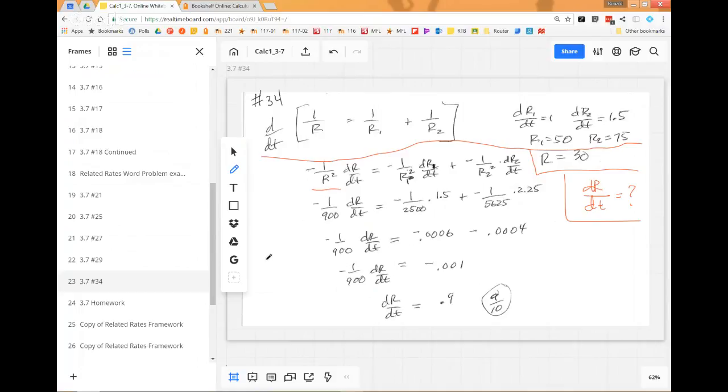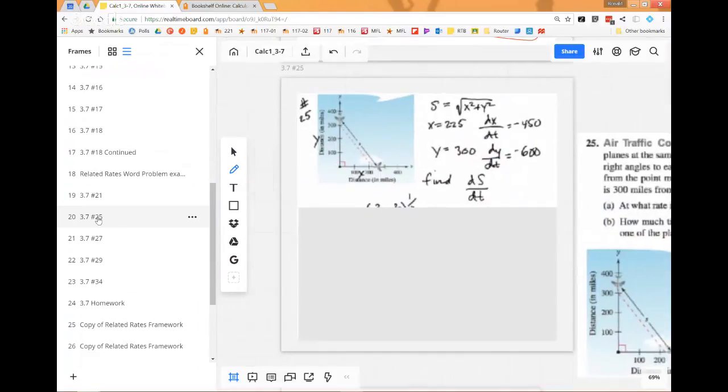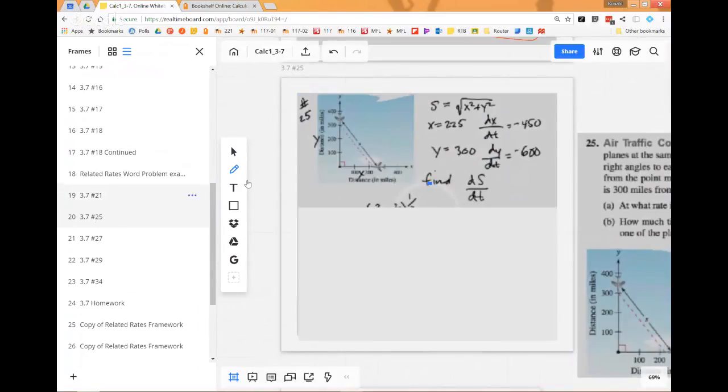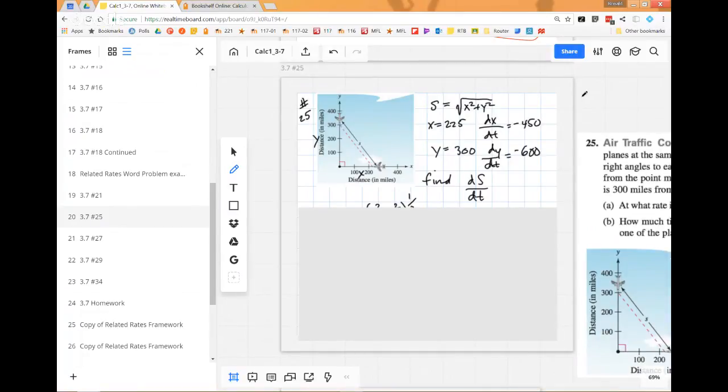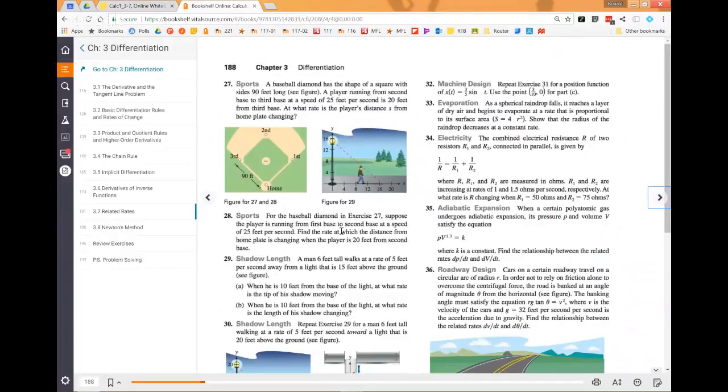So let's look at one more problem. All right, let's take a look at number 25. This is another one of your assigned problems. So I'm going to be handing you another one that you have to do. Okay, so let's go to number 25. So let's first find it in here. 25.